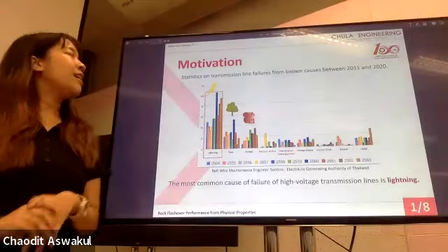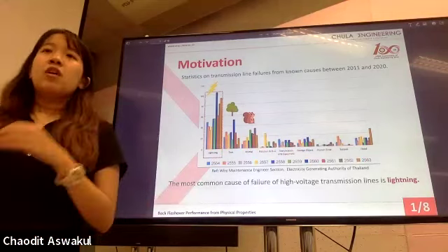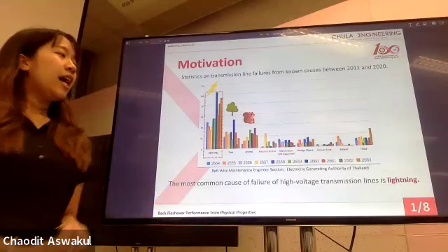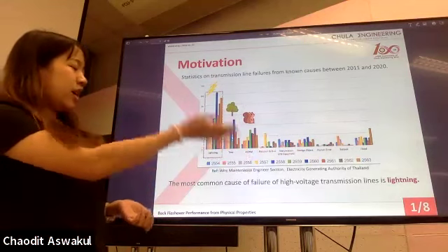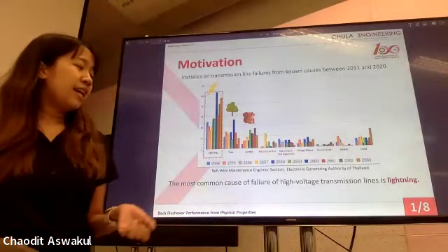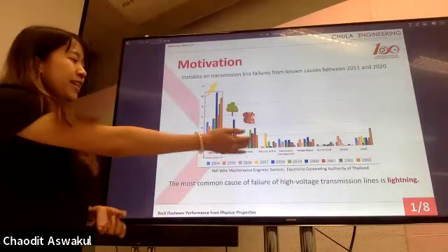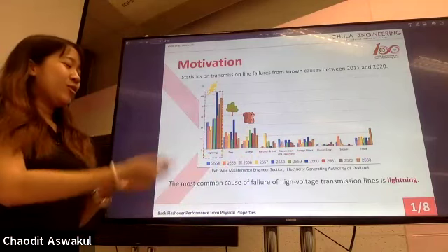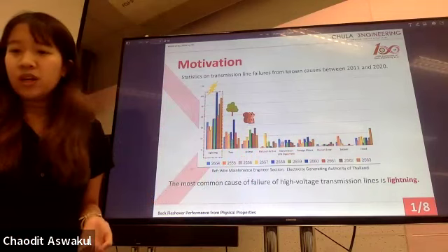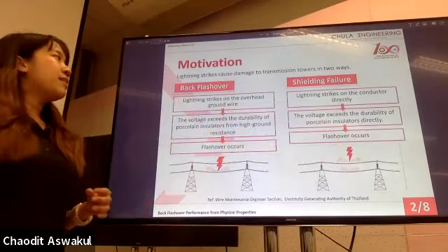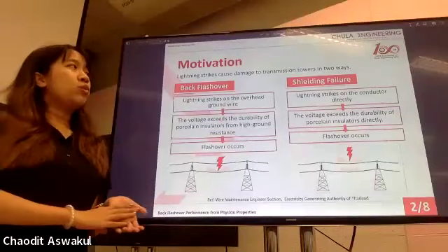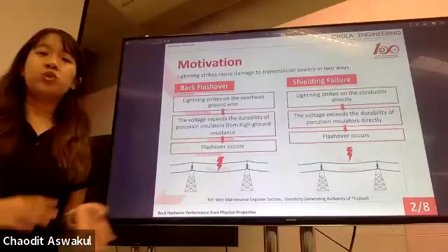Okay, first let's start with motivation. From the past 10 years, between 2011 to 2020, this figure shows the common causes of failure of high voltage transmission lines. The top 3 are animal, tree, and you see that the most common cause is lightning. So we can categorize the lightning strikes that cause damage to transmission towers into 2 ways.